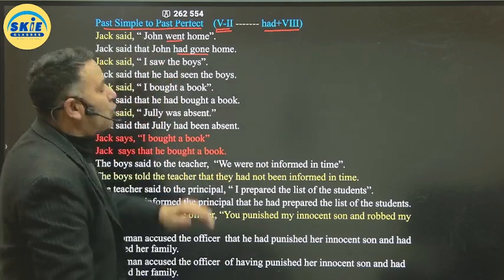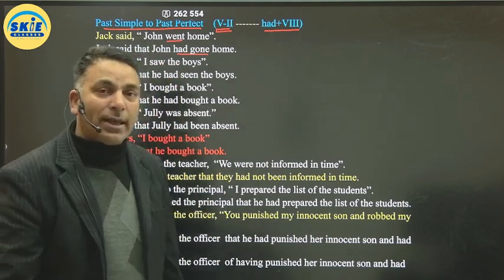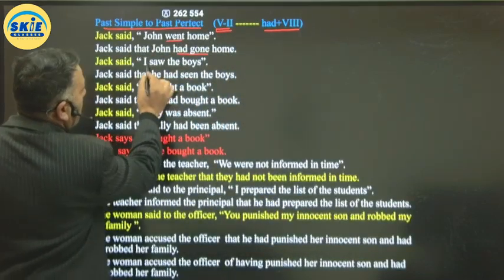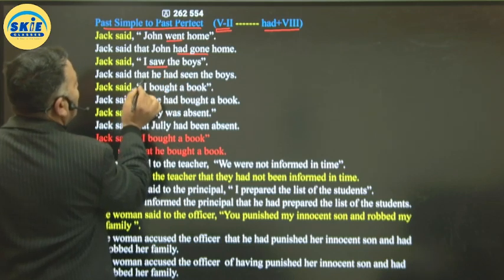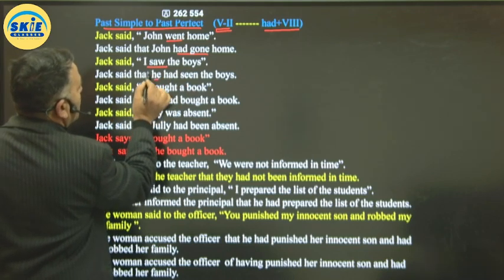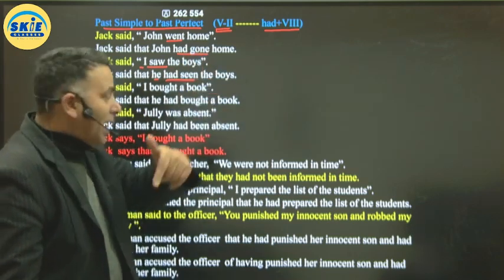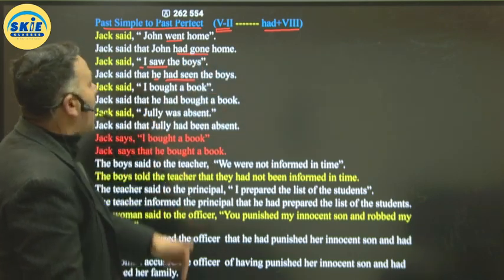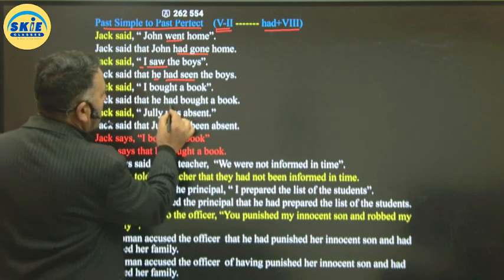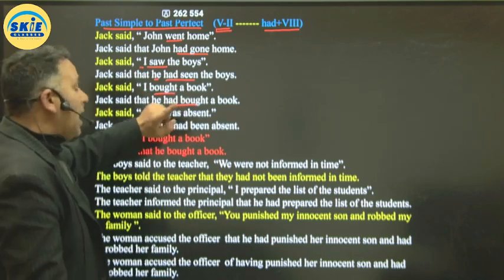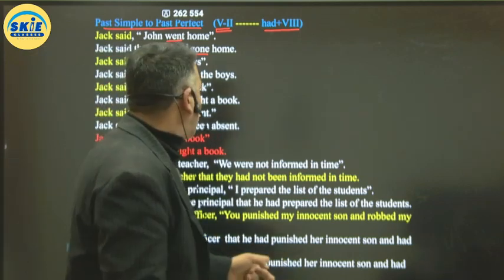Jack said, I saw the boys. Now, saw, past simple. Jack said that he had seen the boys. Saw will change to had seen. Jack said, I bought a book. Jack said that he had bought a book. Bought is the second form, past simple. Had bought is past perfect, right?